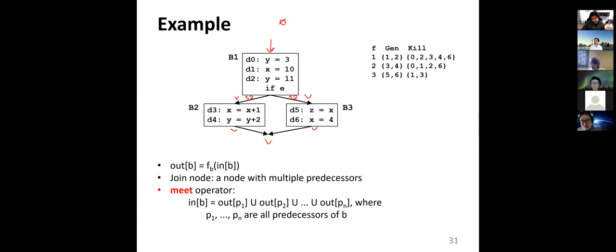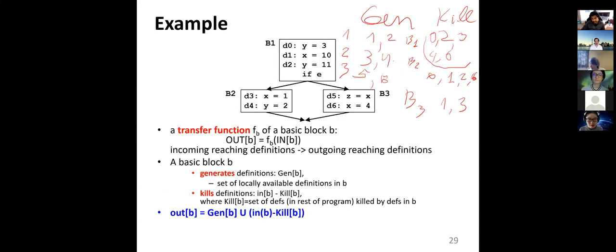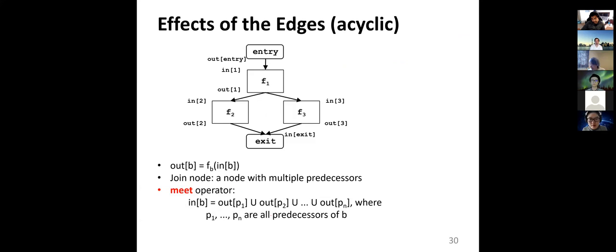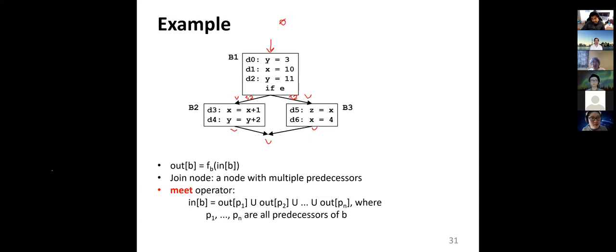Is this clear to everyone? I just apply their equations, this blue equation here, right? Gen union in minus Q. Okay, let's do something more interesting here. What would be the equation here? What would be the output of this block? Because remember, the output of this is the input of this, right? There's only one edge here. Output of this is the input of this. So it's easy, right? I'm interested in the output of this.